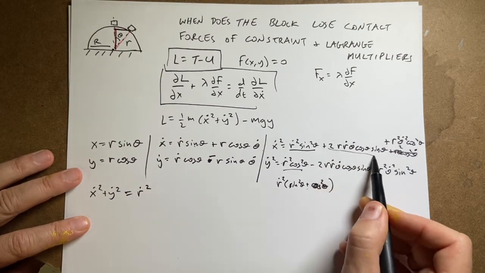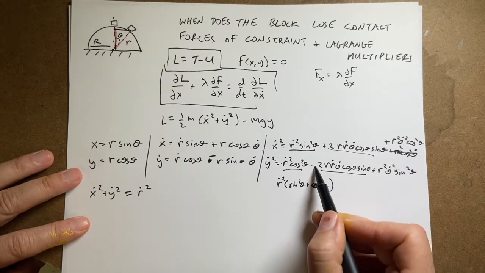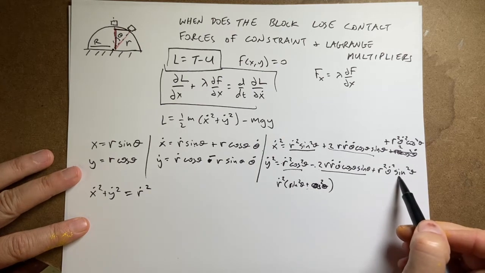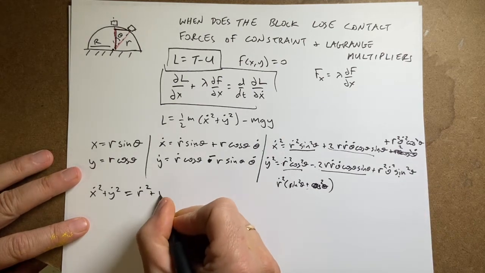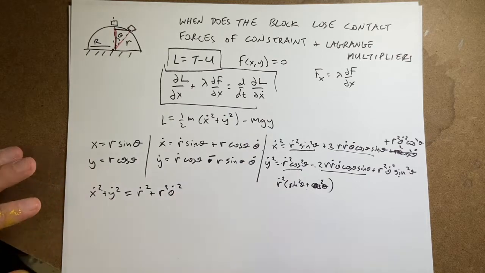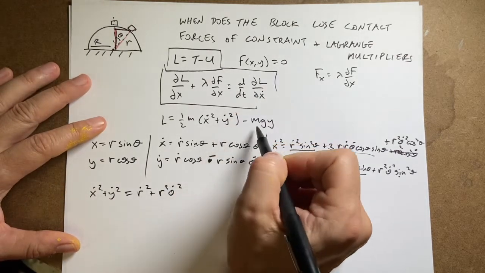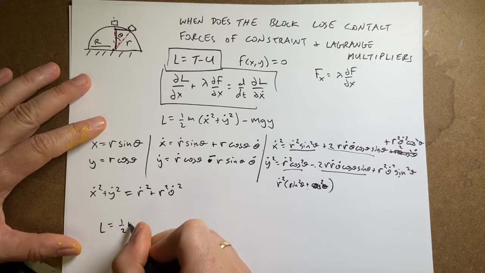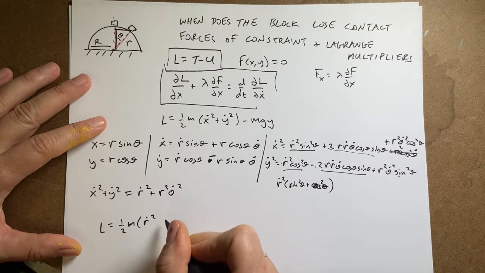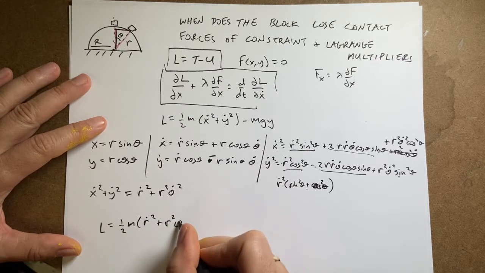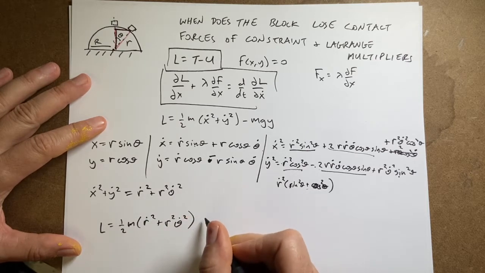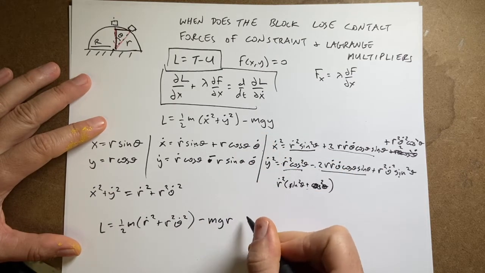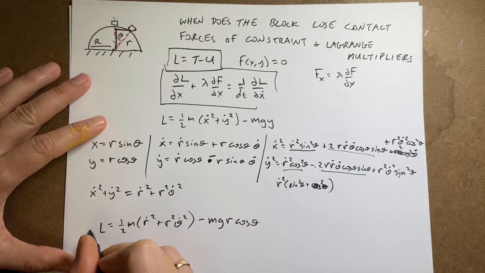Here I have this term plus this term, but they're the same except that one's negative, so they cancel. And then here I have sine squared plus cosine squared again, if I can factor out, so I get plus r squared theta dot squared. So now I can put in my value for y, and I get L equals 1/2 m r dot squared plus r squared theta dot squared minus m g r cosine theta. That's my Lagrangian.